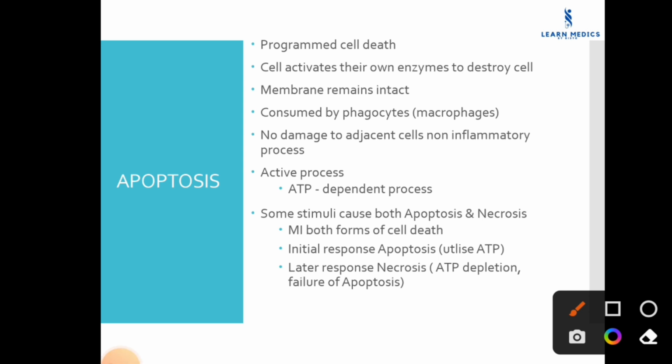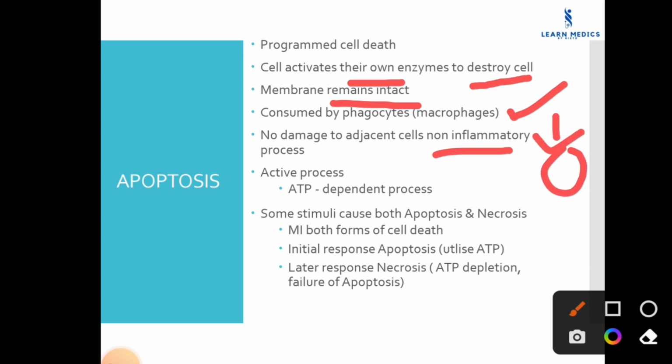Apoptosis is also called programmed cell death. It gets its name because the cell activates its own machinery and its own enzymes to destroy itself. It is in contrast with necrosis because the membrane remains intact. Ultimately, the apoptotic cell is consumed by phagocytes, for example cells like macrophages, which destroy the cell. It is a non-inflammatory process, so it causes no damage to adjacent cells.